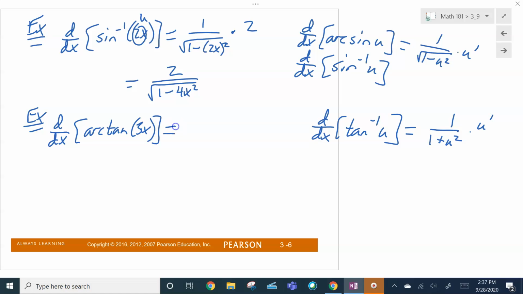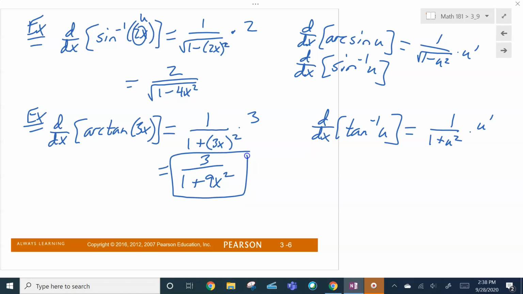So u is my 3x. So I have 1 over 1 plus u squared. Again, that's our 3x. Times chain rule. It's not just an x right there. So what's the derivative of 3x? 3. So this ends up being 3 over 1 plus 9x squared.